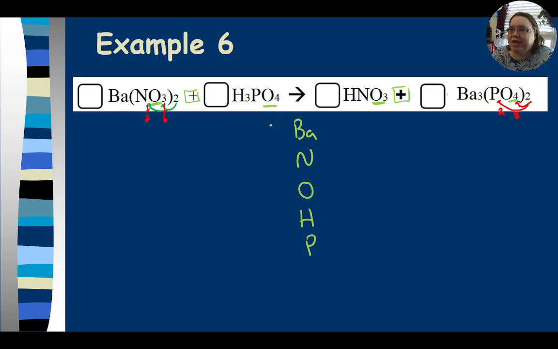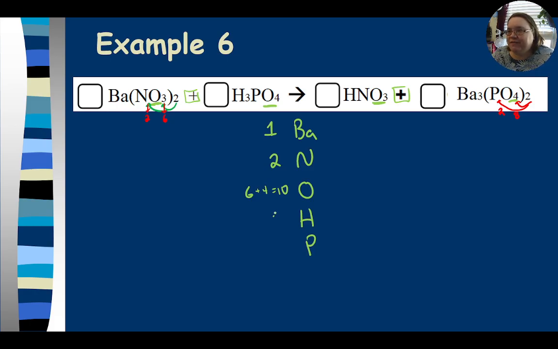So do my initial count. Barium is easy. Nitrogen, we've already seen, 2 times 1 gives me 2. Oxygen, I had my little reminder that I've got to add it together. So I've got 6 plus 4 gives me 10.